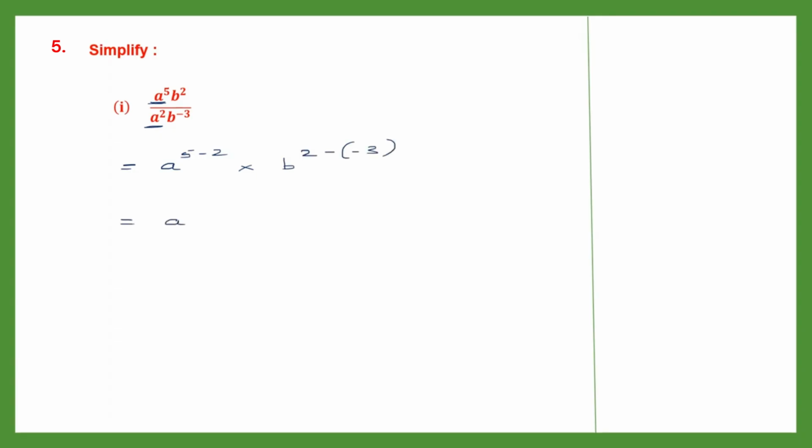So this is a to the power of 5 minus 2 is 3, into b to the power of 2. Now when you see minus before a bracket, change the sign of this. So this becomes plus 3. So now we have a to the power of 3 into b to the power of 5, or we can write it as a cubed b to the power of 5. So this is our answer.